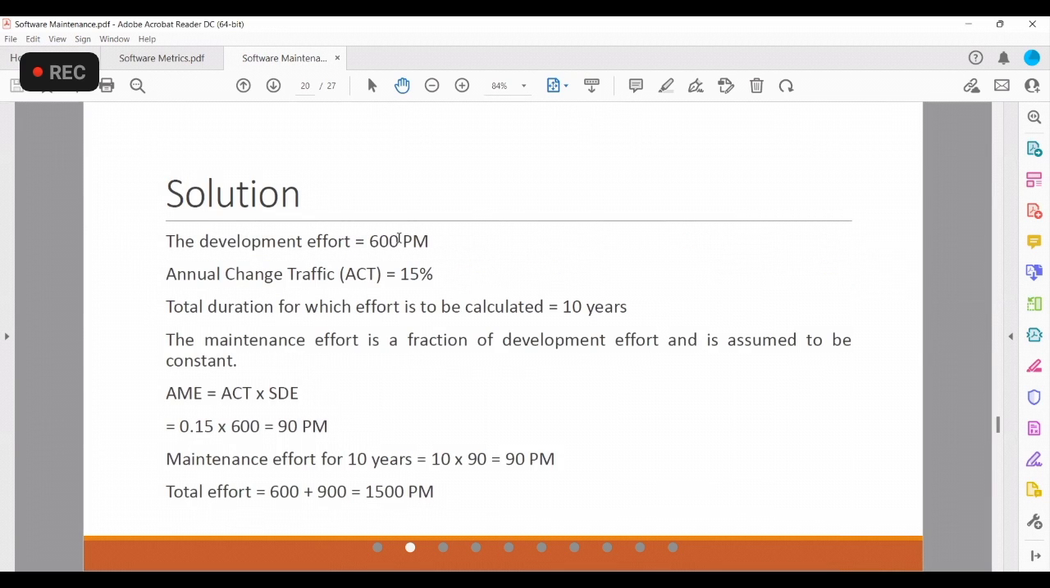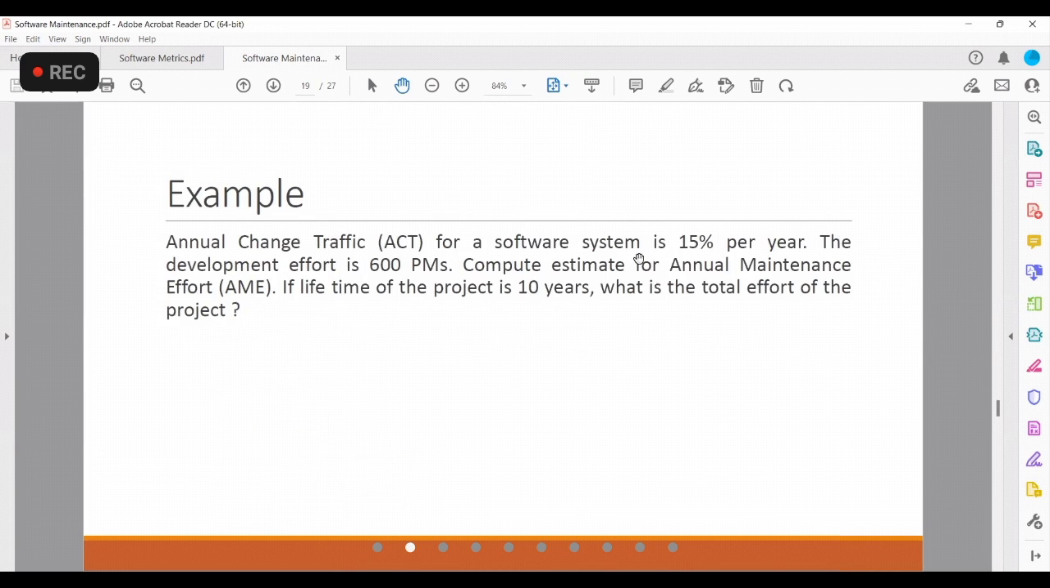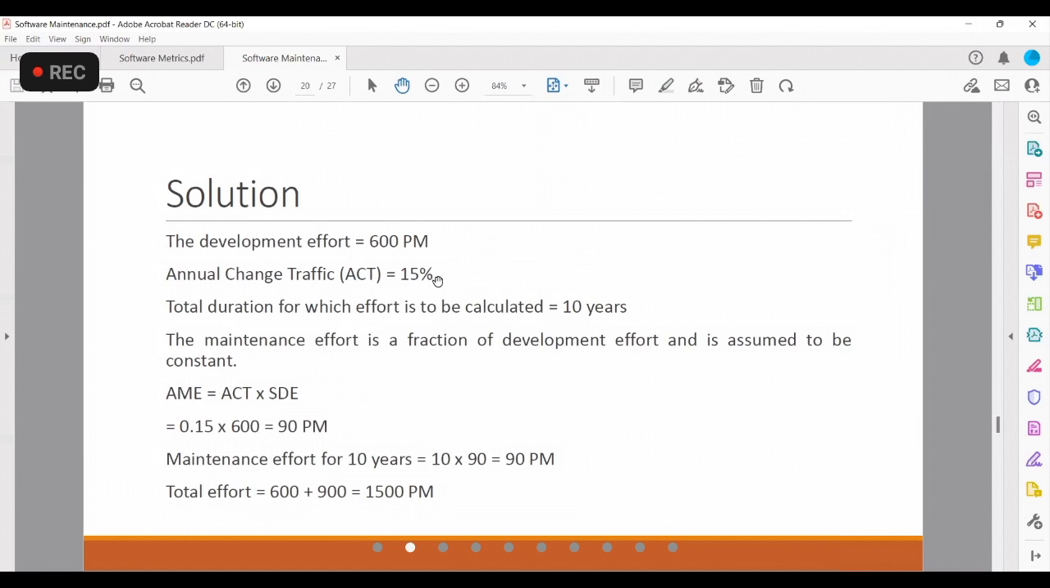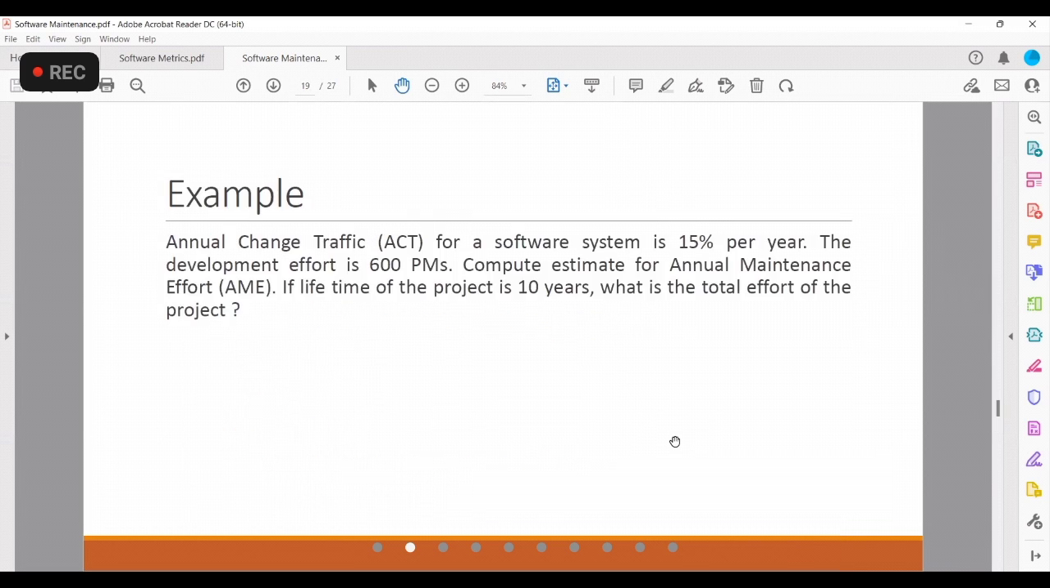First आपने निकालना है annual maintenance effort. Annual maintenance effort का formula क्या था? What is the formula? ACT into SDE. Yes. ACT, that is annual change traffic, multiplied by SDE, that is software development effort. So both are given to you, that is 0.15 into 600. So 0.15 into 600, that evaluates to 90 person months. So that is your annual maintenance effort. Next आप देखोगे आपका first part तो हो गया. Next आपको क्या निकालना है? If lifetime of the project is 10 years, what is the total effort of the project?